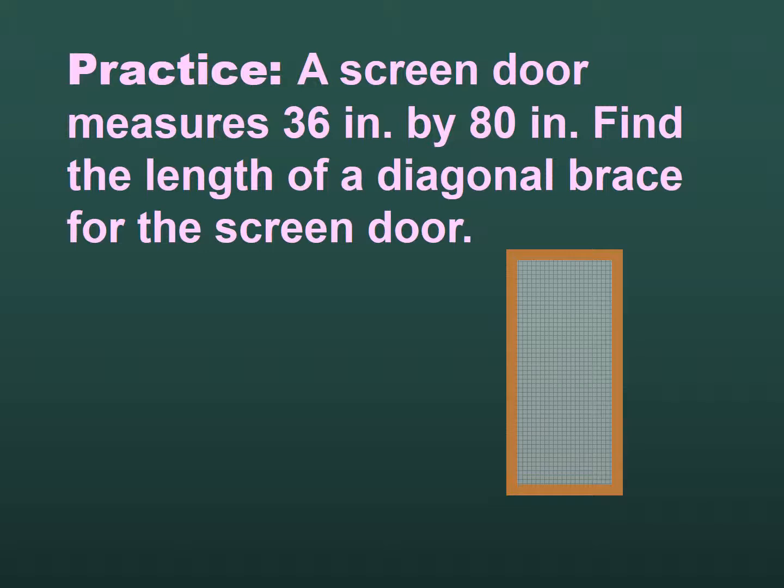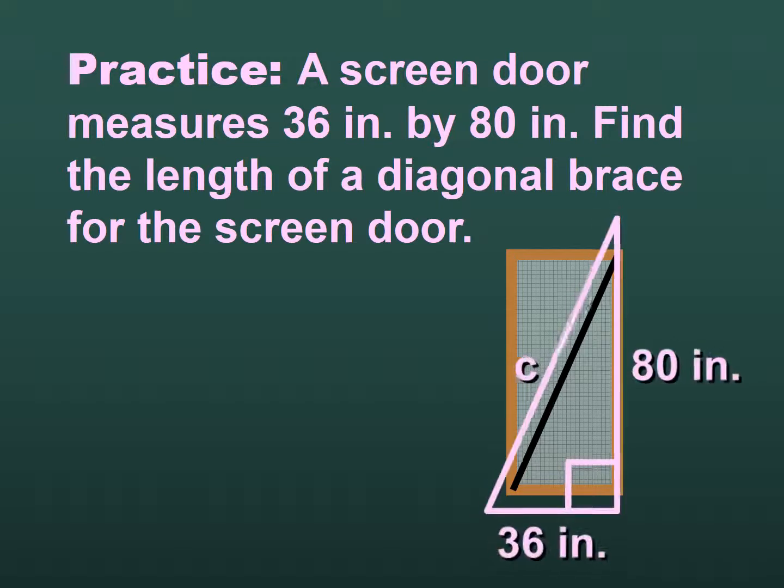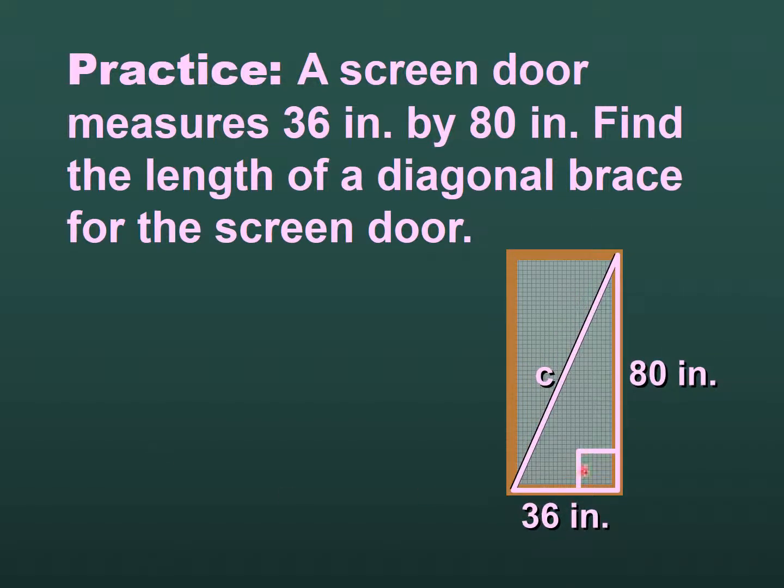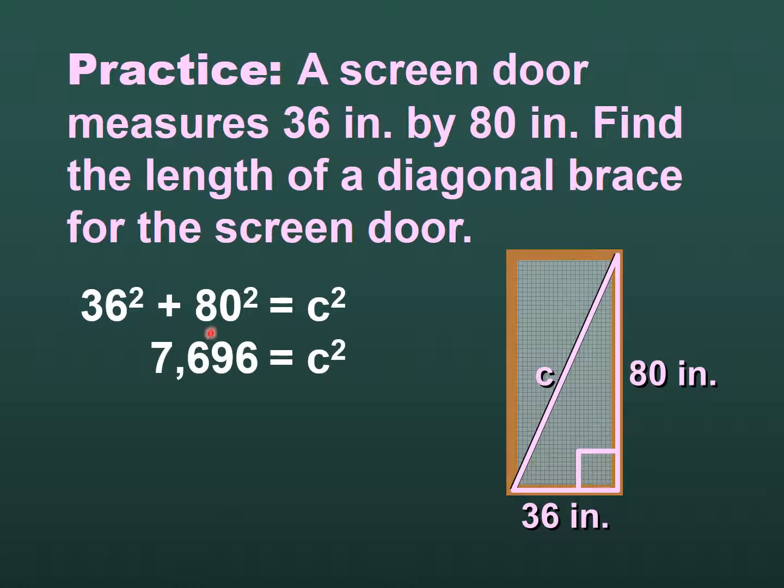Because if this is our screen door, and that is the diagonal brace, and it's a 36 by 80, that means that this is your 36, that's your base, and your height is 80. And we want to calculate the c, or this diagonal. So this is a right triangle, which means we can use the Pythagorean theorem. So 36 squared plus 80 squared is supposed to be equal to c squared. So 36 squared plus 80 squared is 7,696. Then you square root both sides and you get 87.7 inches. All right, go ahead and try some problems on your own.